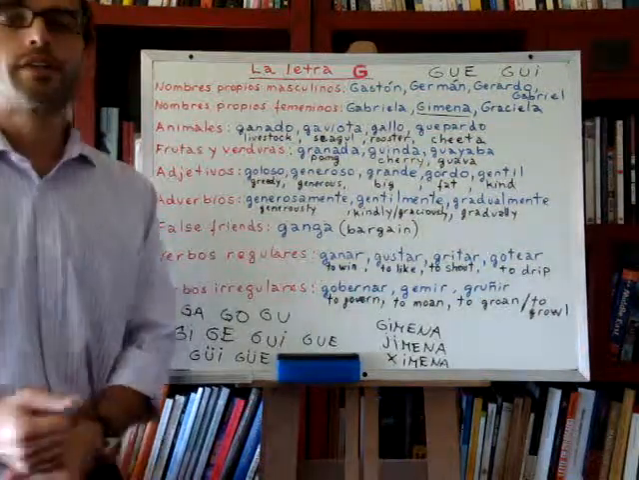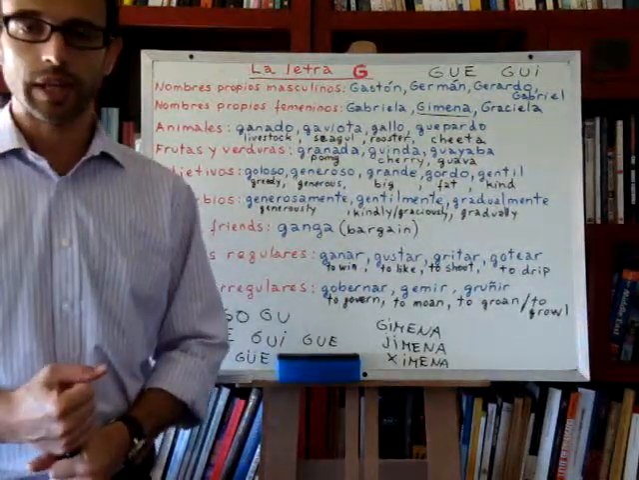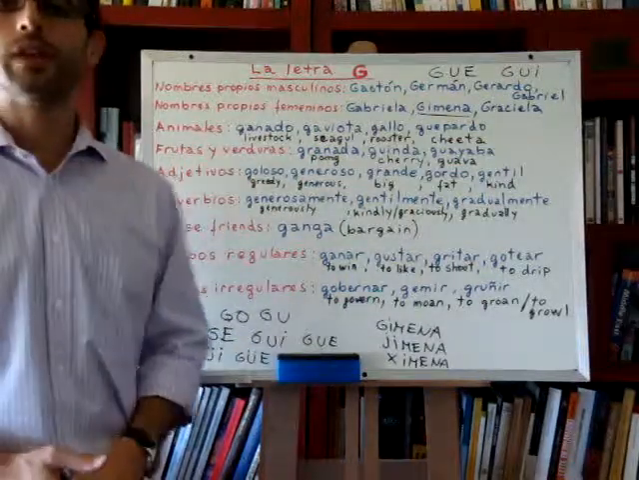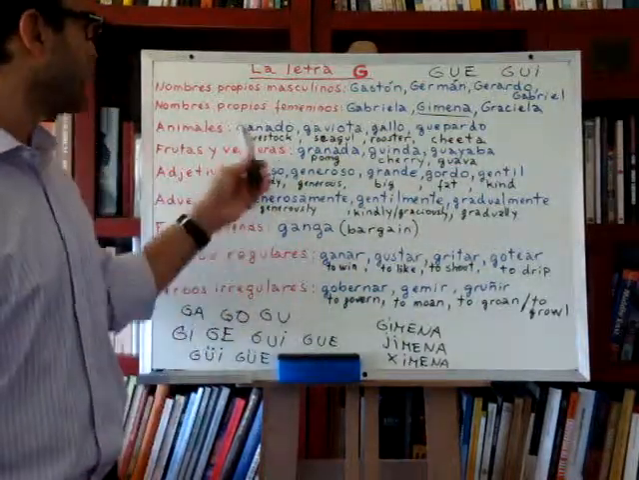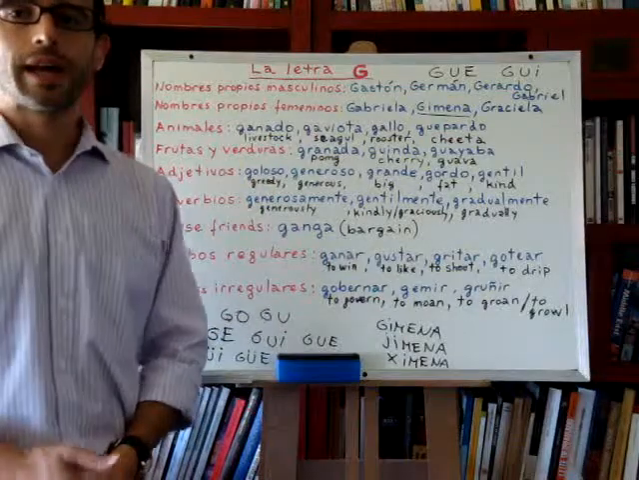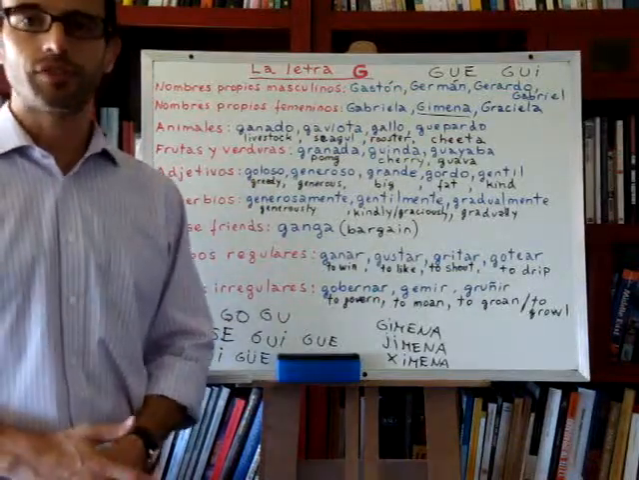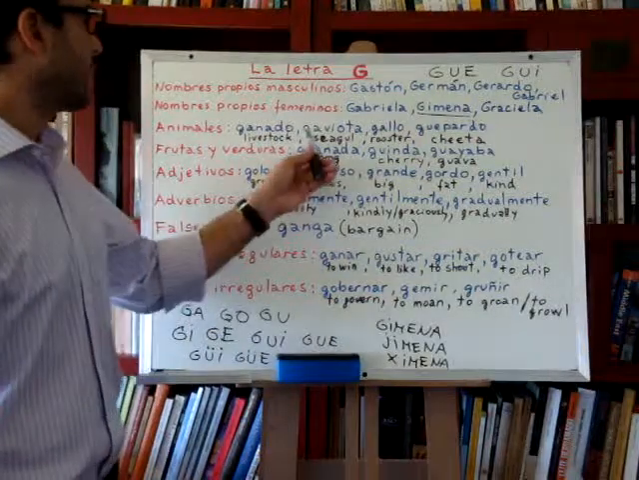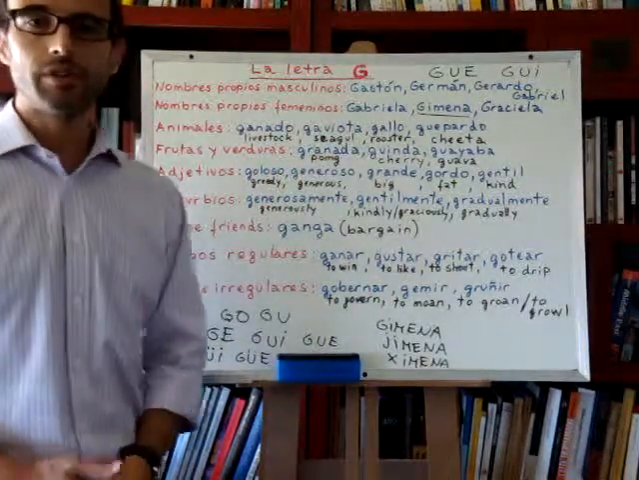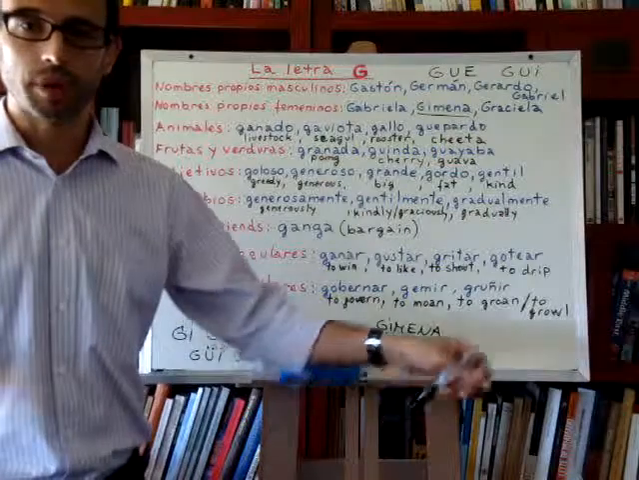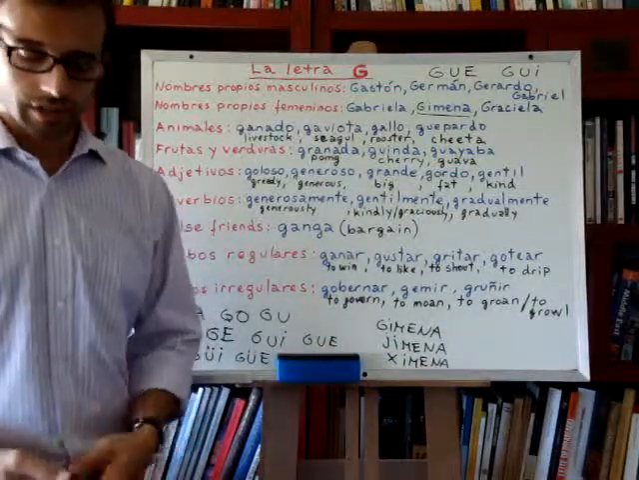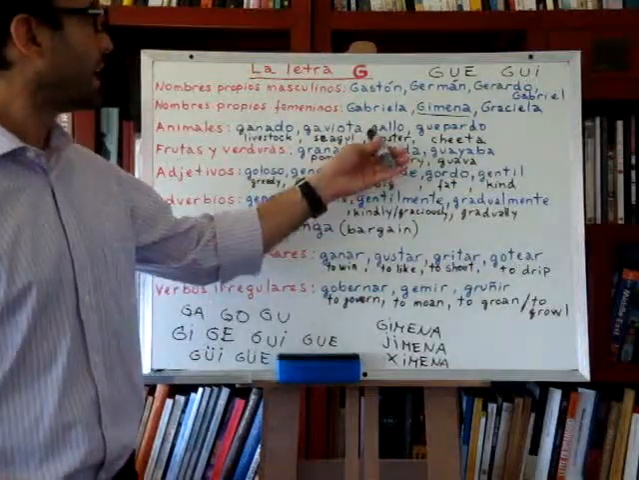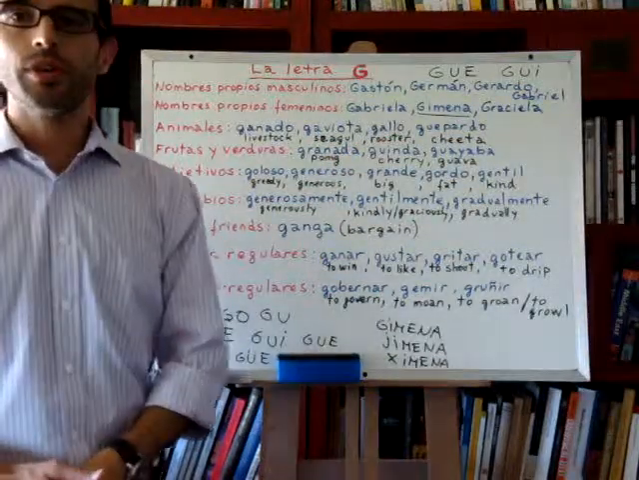Let's learn some animals that begin with the letter G. Vamos a aprender animales que comienzan con la letra G. Tenemos ganado. Ganado is livestock, okay, the cattle, ganado. Gaviota. Gaviota is seagull, the bird that flies near the sea, right? The seagull. Gallo. Gallo is rooster.